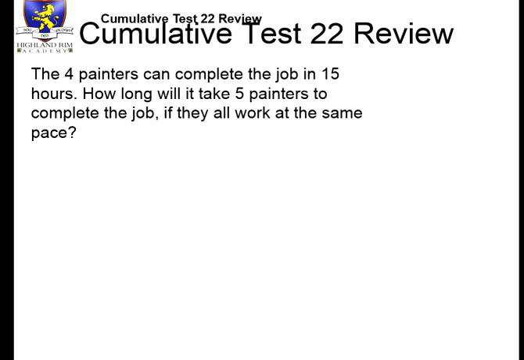So remember how we do this. The job is a total of painters times hours. So 4 painters times 15 hours equals 60 hours to do the job. 60 is going to be our constant.